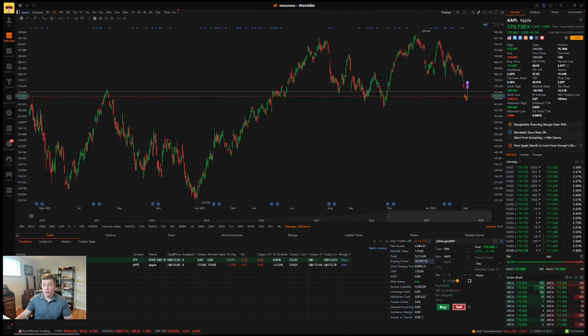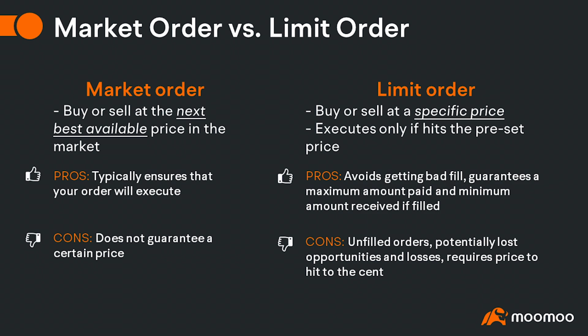So again, the market order is most used when immediate execution is most important and not price. Next up, we are going to look at limit orders. This order type allows you to specify the price at which you're willing to buy or sell a security. So the biggest pro with a limit order is that it gives you control over execution price. This makes sure that you don't pay more or sell for less than you're willing to accept. But the con with a limit order is that it doesn't guarantee execution.